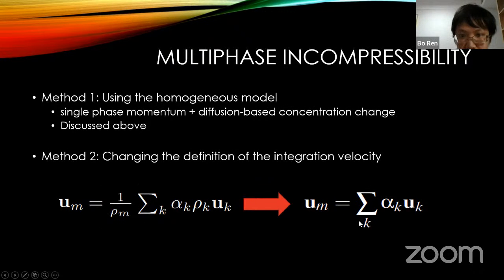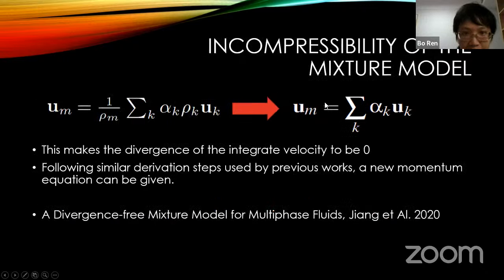So if we use the new definition, we can prove that the new metric under the new definitions, the integrated velocity divergence will again be 0. That will be very good news, because we can use previous single phase methods again, such as ISPH or DFSPH, etc.